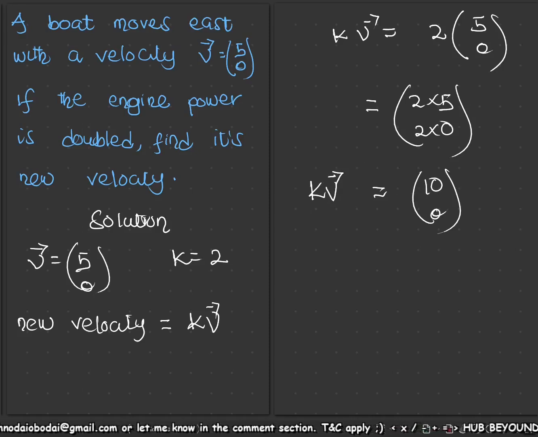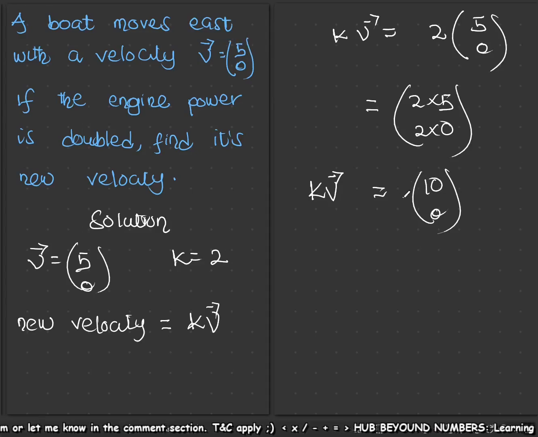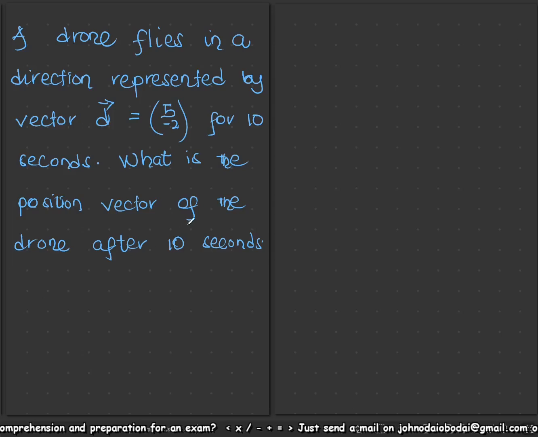Let's look at one last question. But before that, the conclusion here is that the boat is moving in the same direction, but now it is twice as fast. Remember, it was initially 5, but now it is 10 because of the doubling. So it is still going towards east, but it is twice as fast as it was initially. So let's look at this question here. That will be our last question.